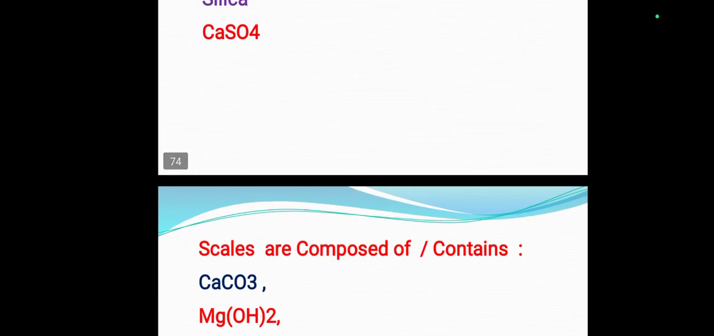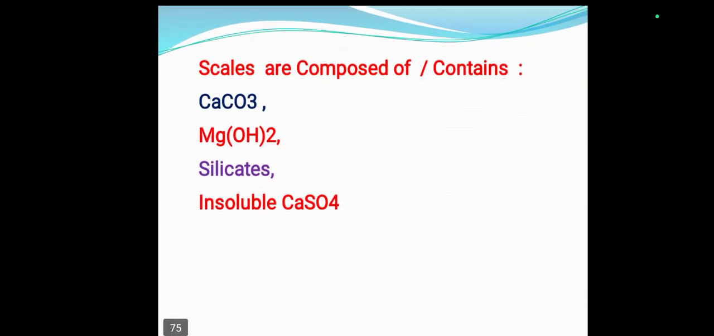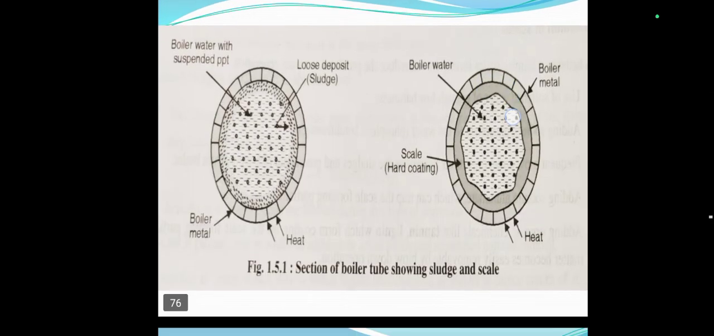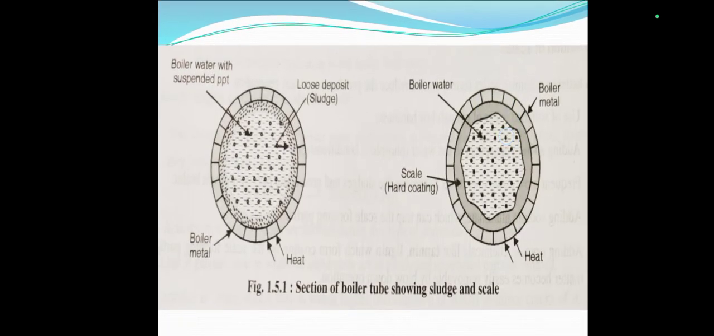So here, scales are composed of what? The products I have listed here. From the first reaction we got calcium carbonate, second we got magnesium hydroxide, third we got silicates, and fourth we got insoluble calcium sulfate. So these are the chemicals that make up the actual scales in the boiler. Okay, so this is the diagrammatic presentation of sludges and scale. No need to worry, you do not need to draw this diagram in the exam. In the exam, diagrams will not be asked.